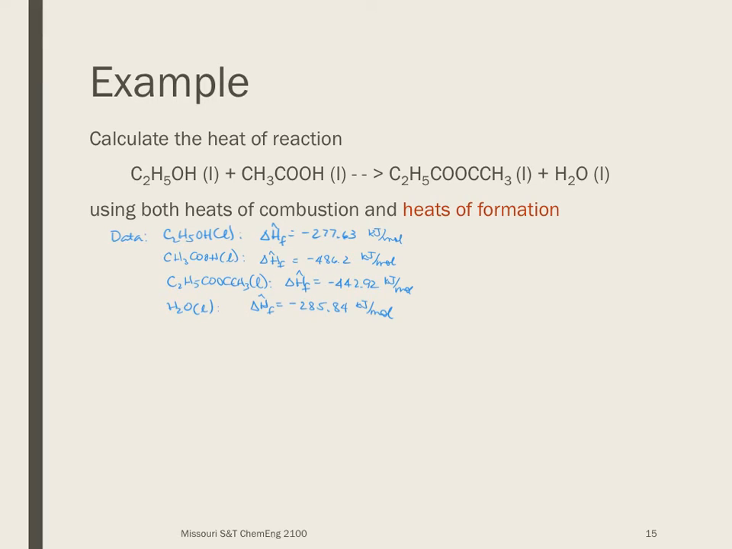So we have all of our data. In this case, they were just easy to look up. And I calculate the heat of reaction by taking, now then with heat of formation, I use the products minus the reactants. And in this case, we get 35.07 kilojoules per mole. It's not exactly the same, but it's very close, and typically it's going to be within 1% or less of each other.